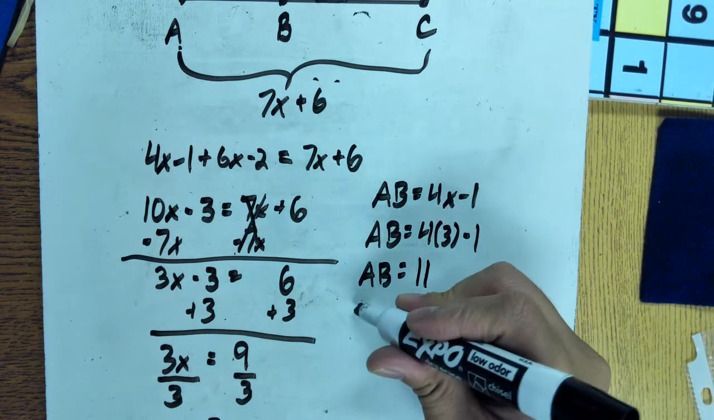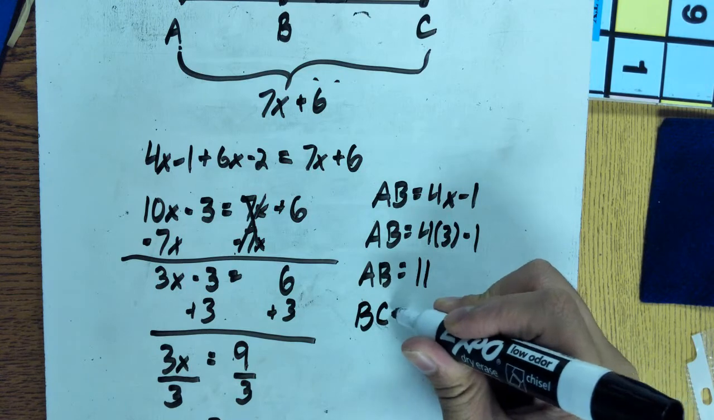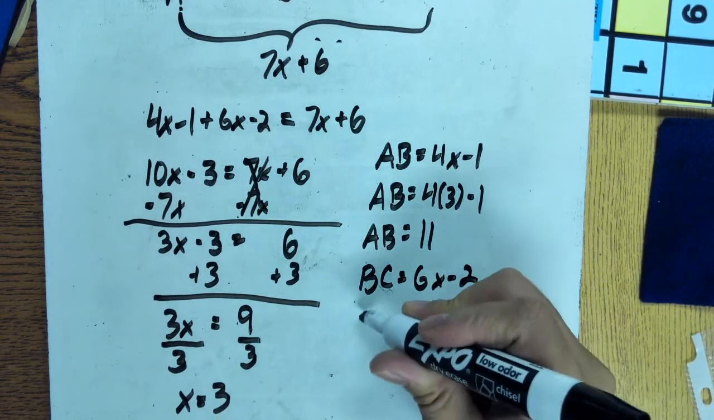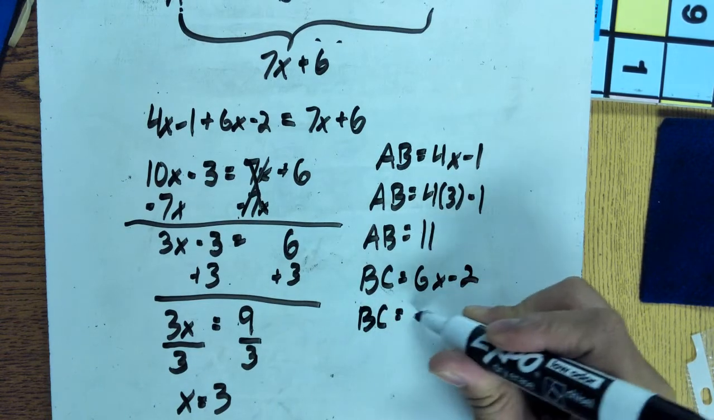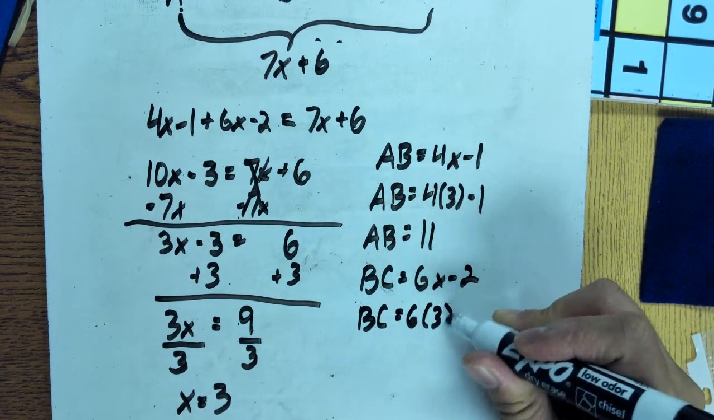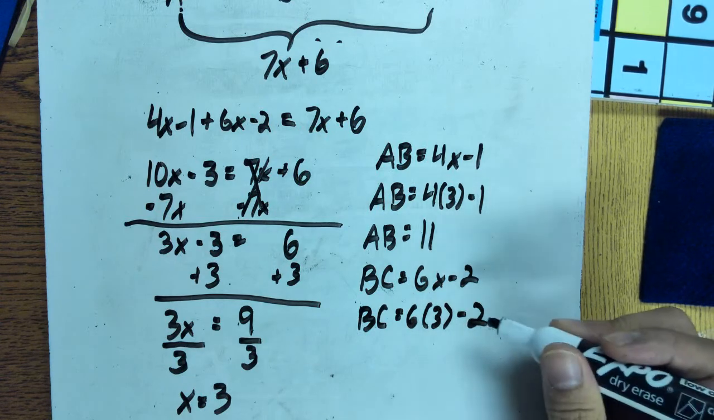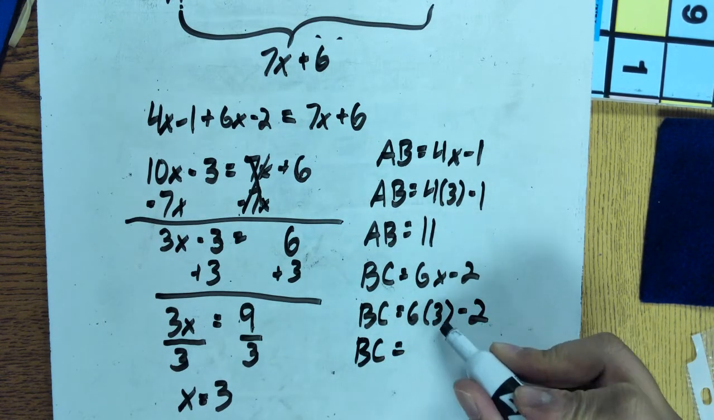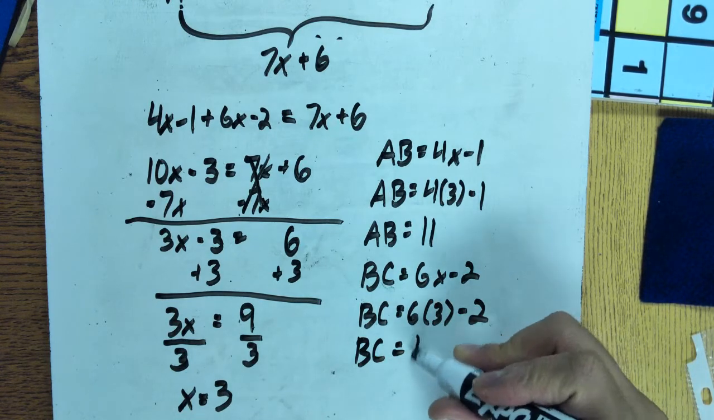We can also ask you to solve for BC. BC equals 6x minus 2. You plug in that 3. So BC equals 6, plug in the 3, minus 2. 6 times 3 is 18, minus 2 is 16.